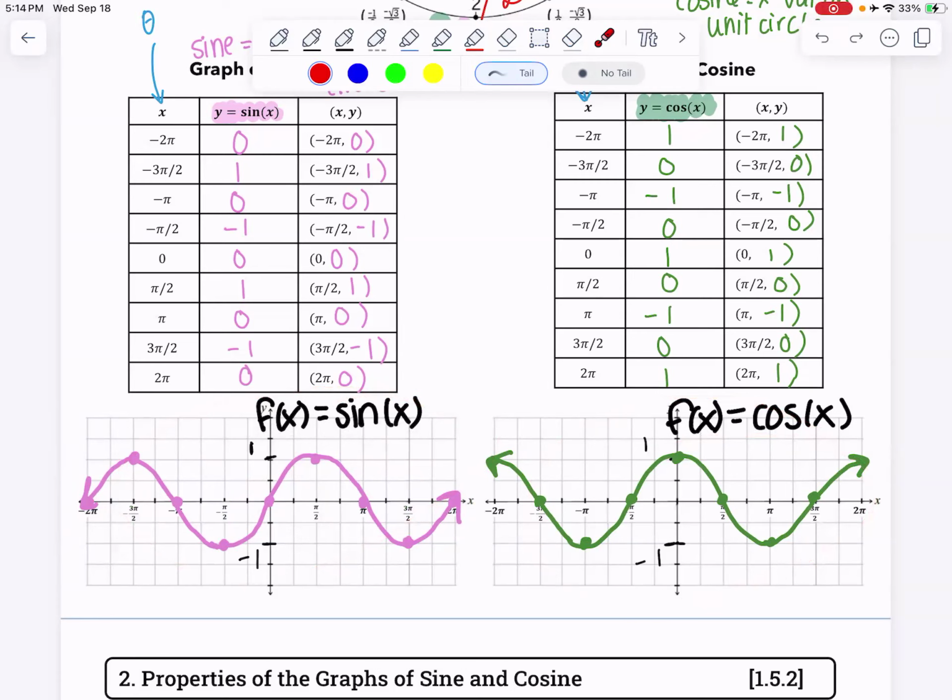So in the next video, we'll talk about the different things we can do to mess with these graphs, some properties of these graphs, and we'll go from there.